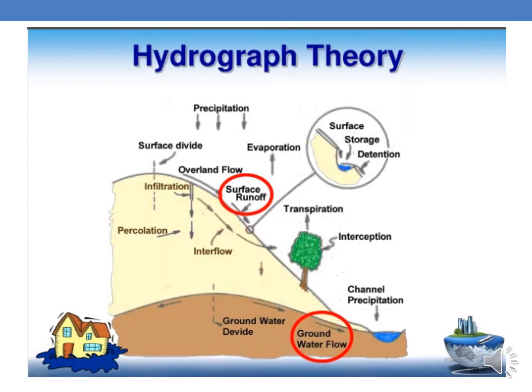Now hydrograph theory. So this is a hydrological cycle figure. Here you can see after the precipitation, some of the water will go down as infiltration, and percolation and interflow take place, and some of it after infiltration goes down as surface runoff and reaches the stream. Okay, this is the hydrological cycle figure.